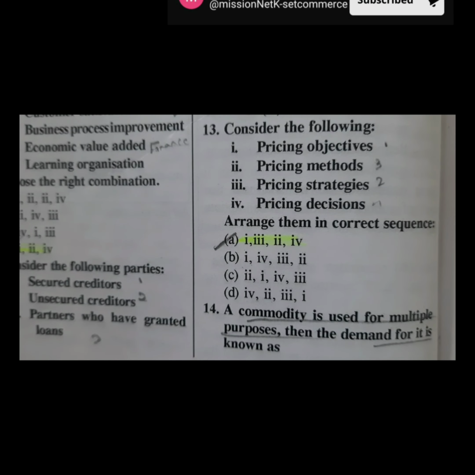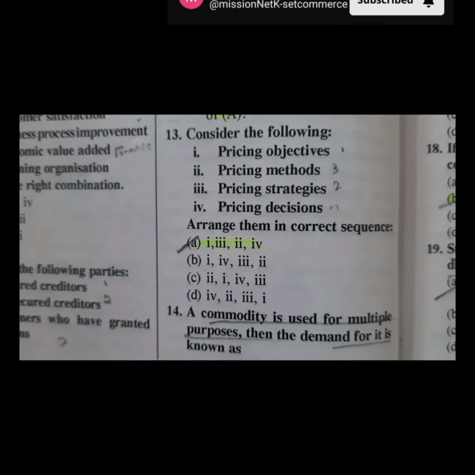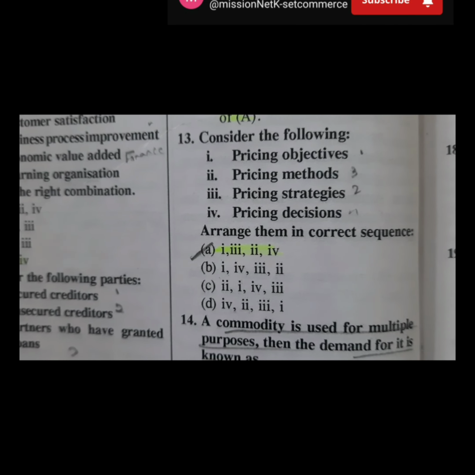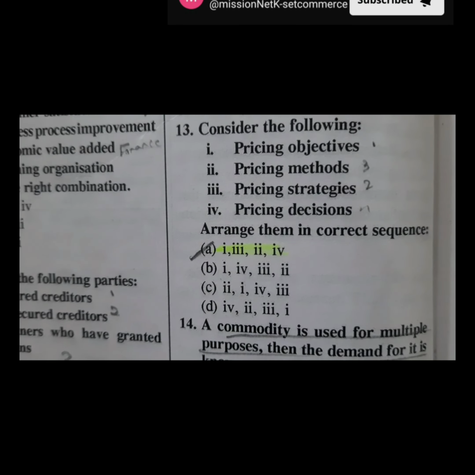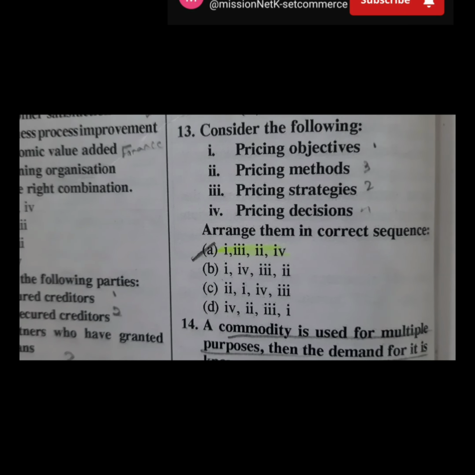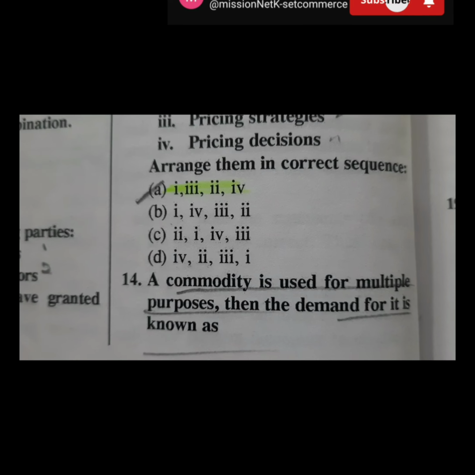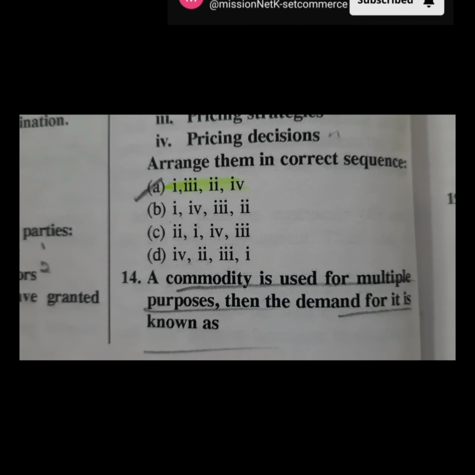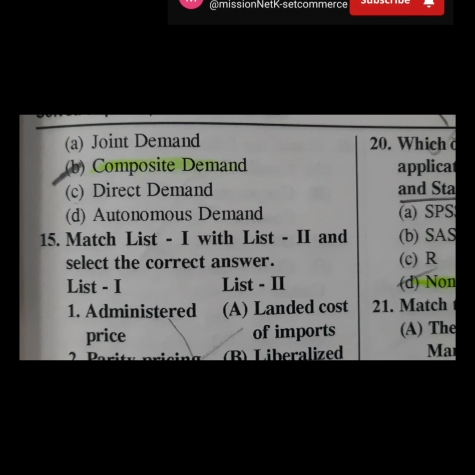The next question is consider the following. Here four sequences are given. Arrange them in a correct sequence. The first sequence is pricing objectives. Then the next sequence is pricing strategies. Then third one is pricing methods. Fourth one is pricing decisions. So the right answer is option A. The next question is a commodity is used for multiple purposes. Then the demand for it is known as. The right answer is option B, composite demand.